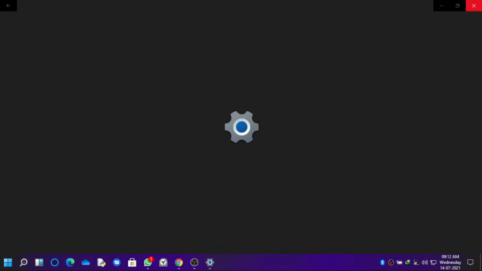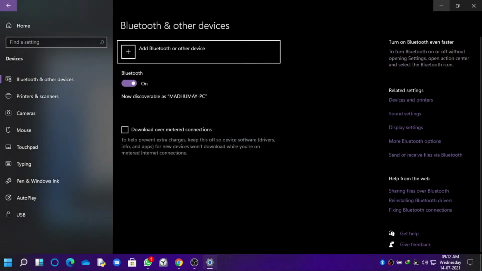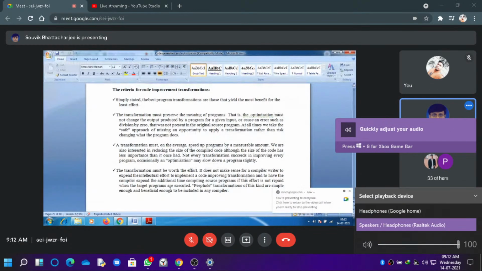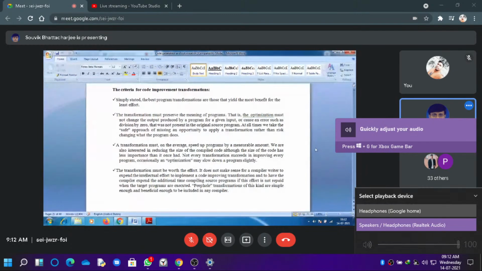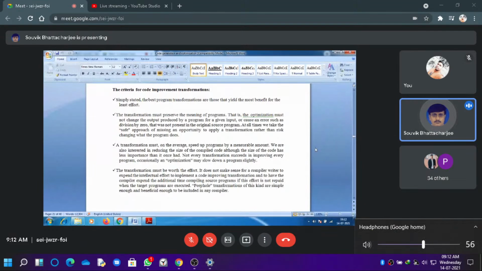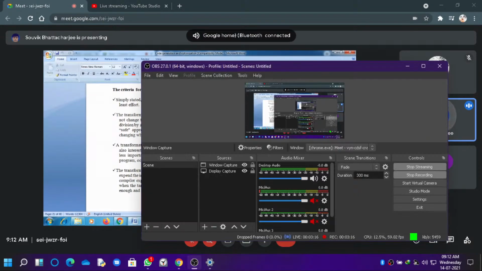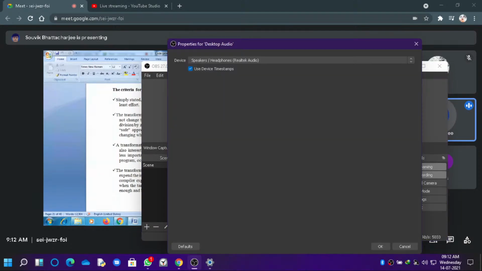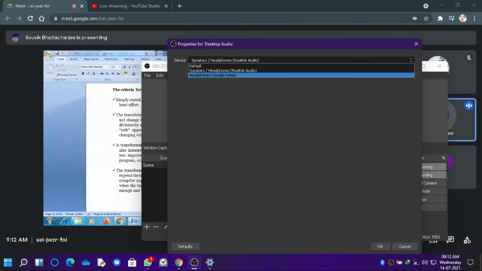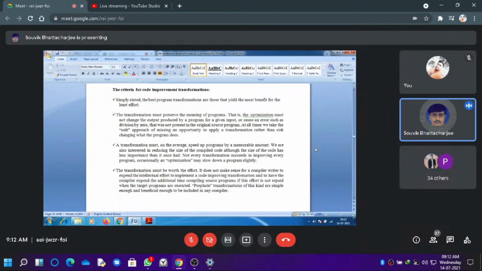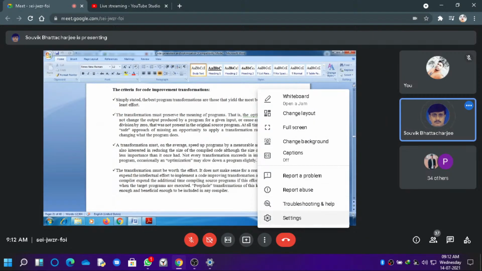Next one. A transformation must, on the average, speed up the programs in terms of the speed of execution. Otherwise, there is no need for such type of optimization.